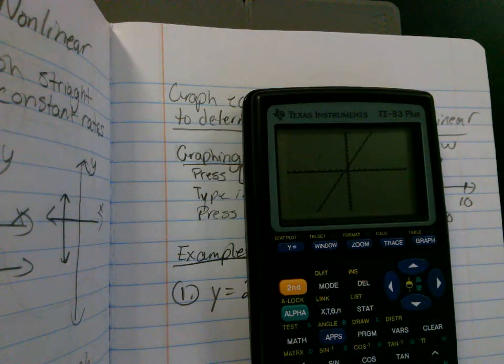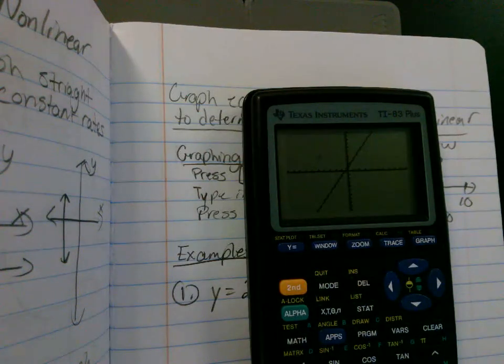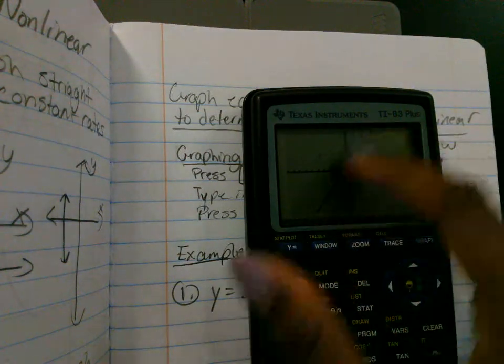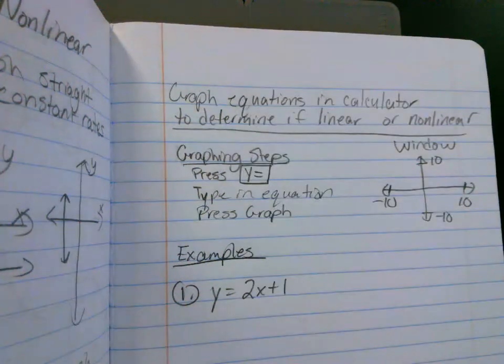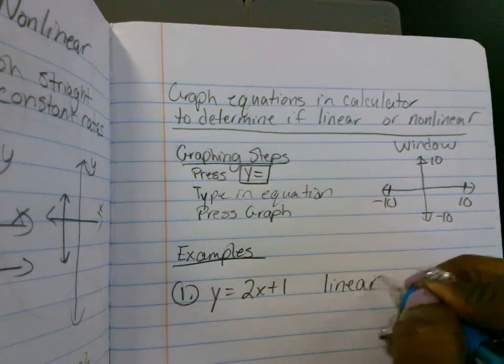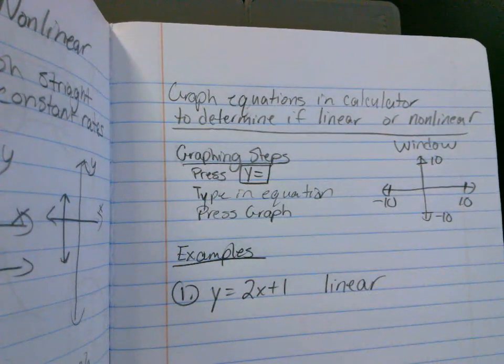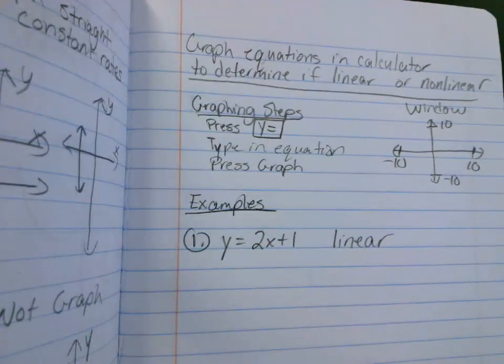Is that a straight line? Yes, it is. The calculator, it's a computer. It's an older model. This is a perfect straight line to the calculator, okay? So this is linear. So beside this equation, we're going to put linear. Because it graphed a straight line, it is linear.